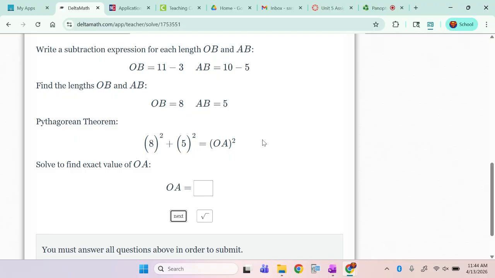We're just going to leave it like that because we know they're not perfect squares. So literally type in for your answer of OA the square root of 89.